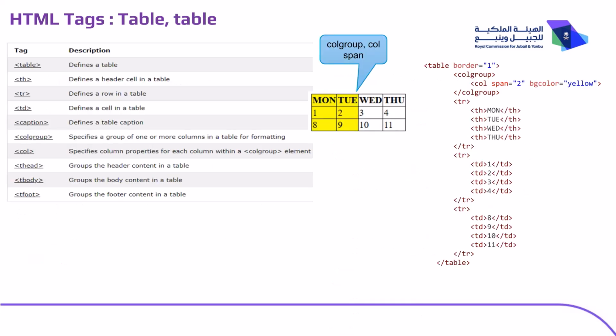The <colgroup> and <col> tags allow you to apply styles to groups of columns. You can use the span attribute with <col> to apply styling across multiple columns, as shown in the example.